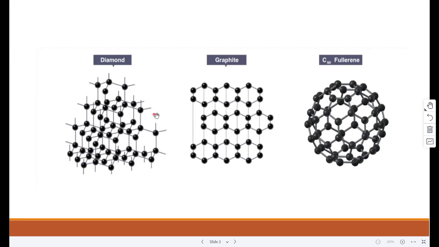Now we're going to talk about giant covalent structures. We have three giant covalent structures, which are diamond, graphite, and fullerene. Diamond and graphite are allotropes of carbon which have giant covalent structures. This class of substance contains a lot of non-metal atoms, because carbon is a non-metal, each joined to adjacent atoms by covalent bonds, forming a giant lattice structure.